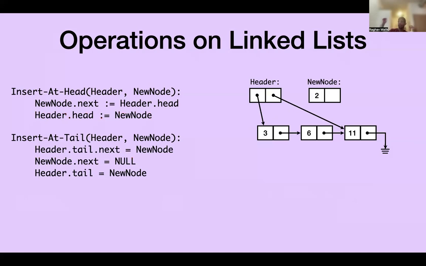Similarly, this is where the header is useful, right? Because now I don't have to iterate through the whole linked list to find the tail. I can just dereference header.tail. I set its next pointer to the new node. I make sure that the new node is pointing to null so that it's correctly marking the end of the list. And then I update what the tail of the list is. So again, maybe you can convince yourself that that is correct.